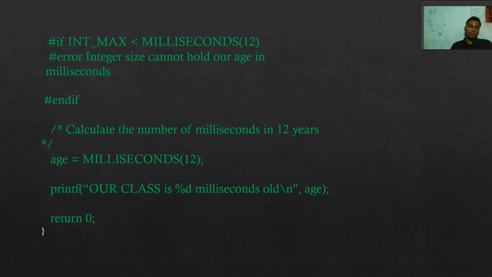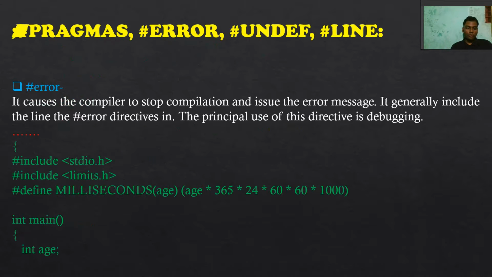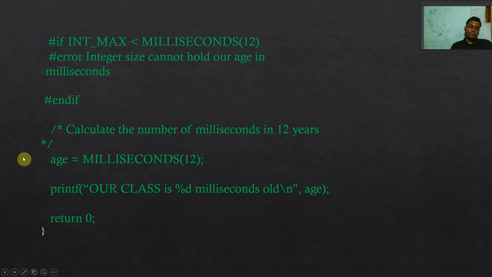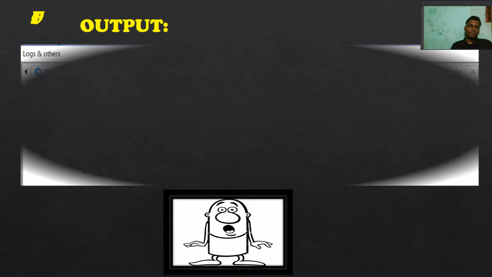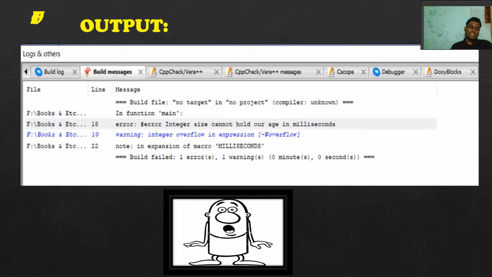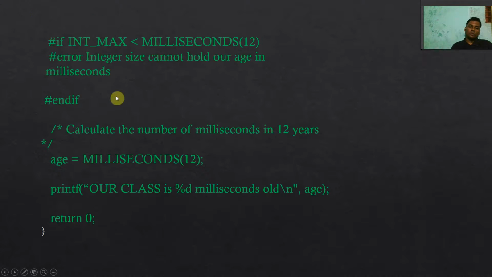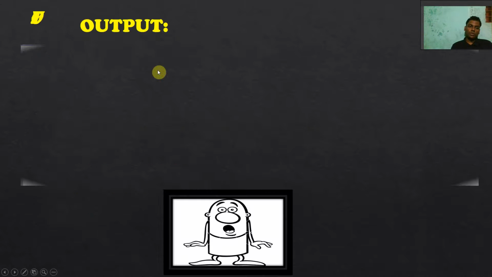the compiler, like we have used Code::Blocks. We have used here include limits.h. Limits.h holds a value which is 2 to the power 31 minus 1, and we use this to hold this value. So if we run this code, we'll get this output. We will not get the program output, we will get the error message in the build messages here: error, integer size cannot hold that many milliseconds, as we have given in here. So this is what the error preprocessor is used for.